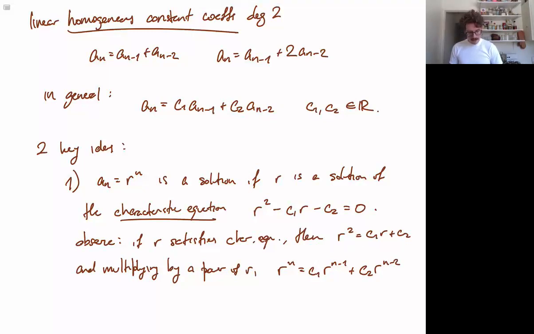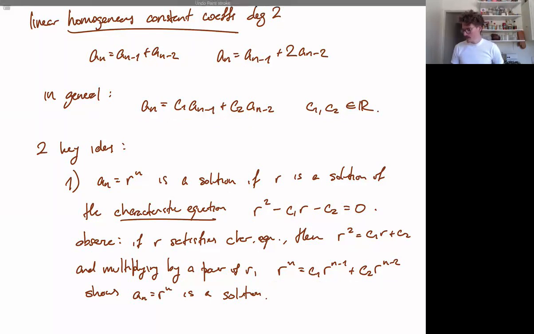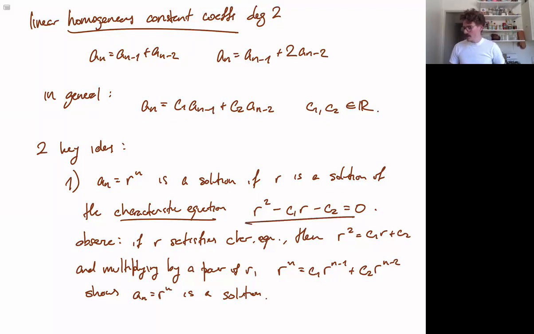And you can see this shows a_n equals r^n is a solution, because this equation is exactly this equation with that solution plugged in. So it shows that it works. So the first key idea is to form the characteristic equation and find the roots and find these forms of solutions. That is the first key idea.